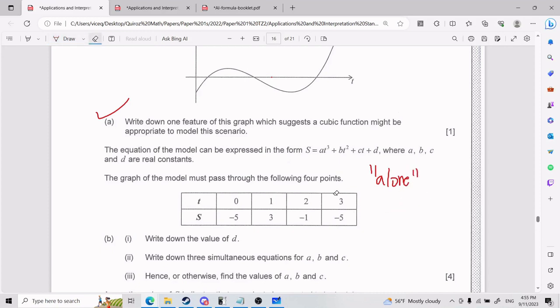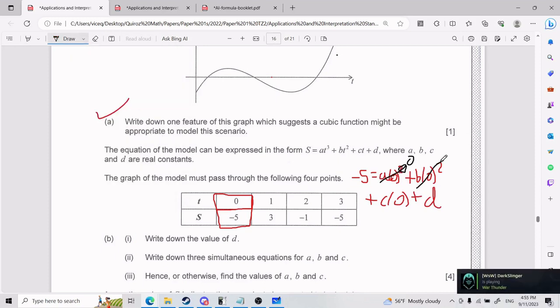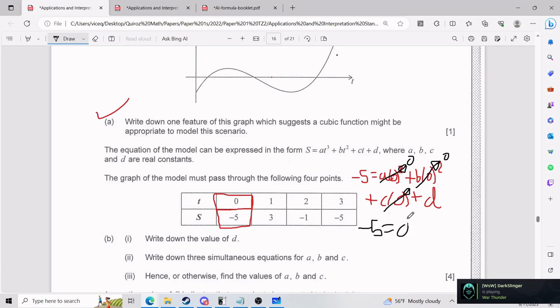Interesting. And so if you go ahead and plug in 0 for T, this point here, so we have S is going to be -5 and T is going to be 0. So we have A times 0 cubed plus B times 0 squared plus C times 0 plus D. Now all of these times 0, even 0 times 0, it's just going to end up being 0. So we have 0 plus 0 plus 0 plus D. So -5 equals D. That is the value of D.